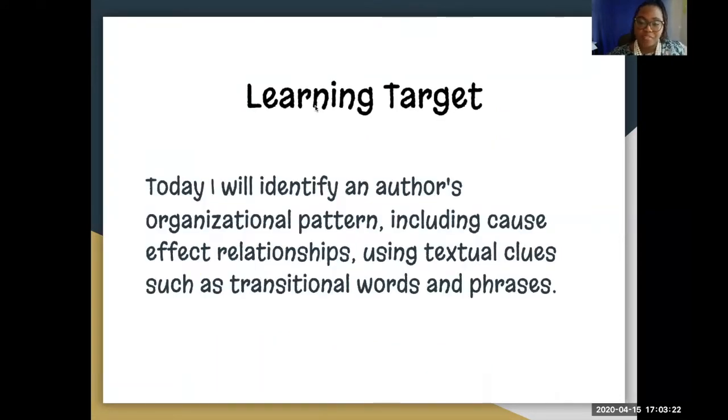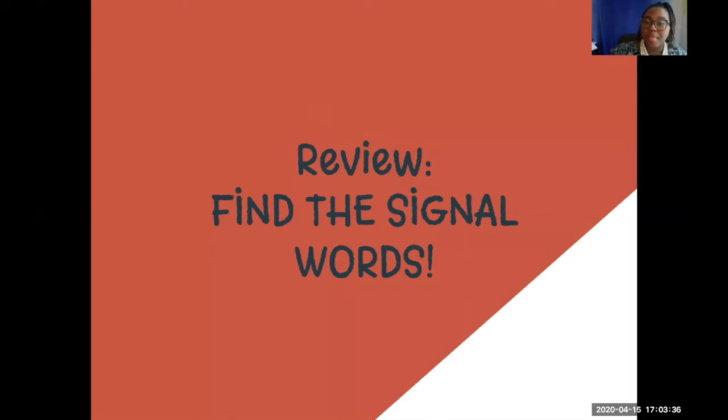Now, the learning target for today is: today I will identify an author's organizational pattern, including cause and effect relationships, using textual clues such as transitional words and phrases. So from yesterday, we're going to work on some of that review. This should be the same activity that you were working on yesterday. We're just going to review those answers, okay?